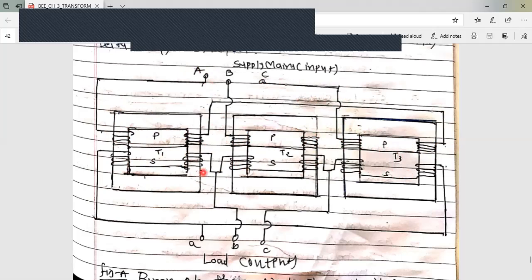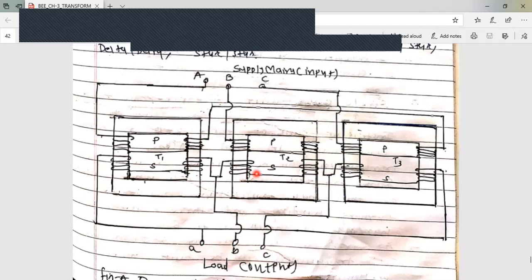and below, the secondary windings are shorted, and these three are the ends. So the first is shorted, the second is shorted, and the third is shorted. So you can see that the secondary windings are connected in delta. In this case, the bank of three single phase transformers working as a three-phase transformer has primary windings connected in star and secondary windings connected in delta.